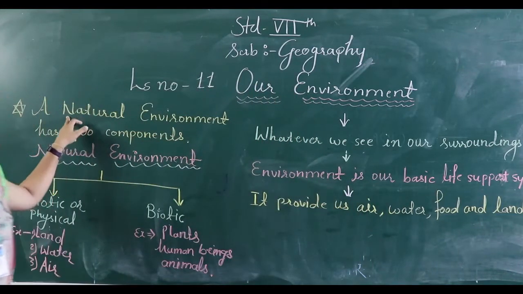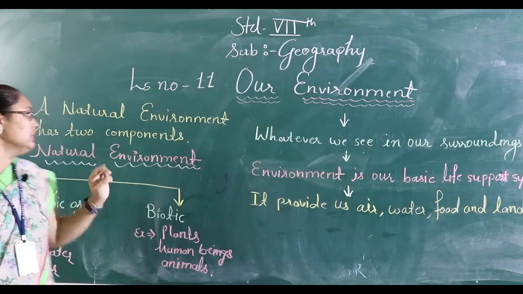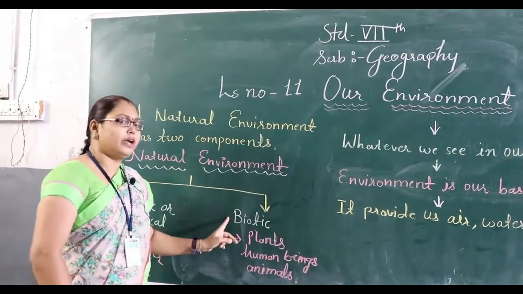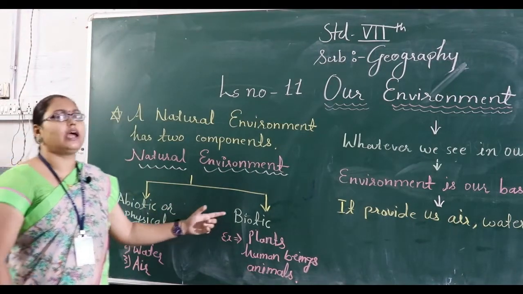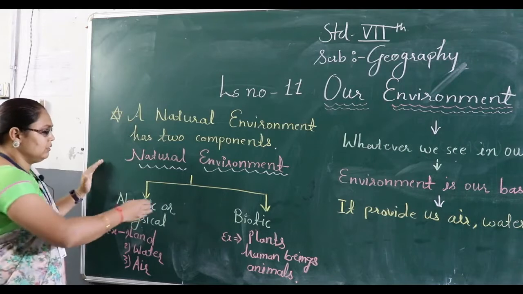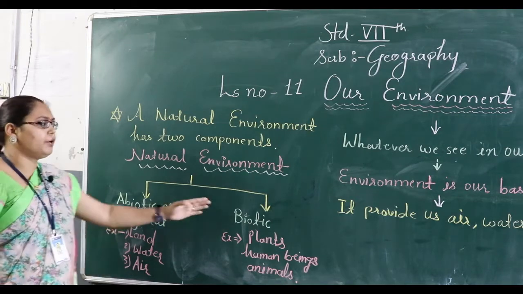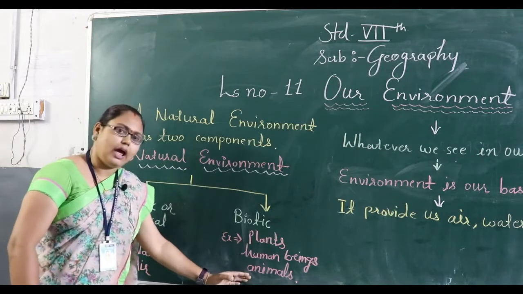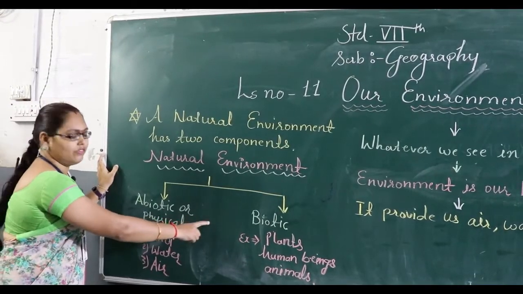This natural environment has two main components. The first is abiotic or physical and the second is biotic. Abiotic means non-living things and biotic means living things. Abiotic or physical things include land, water and air, and biotic means living things, which include plants, human beings and animals. First of all we learn about the abiotic or physical, meaning non-living things.